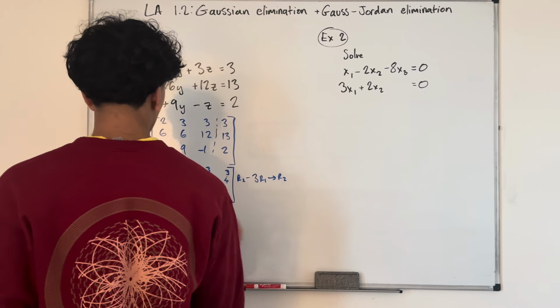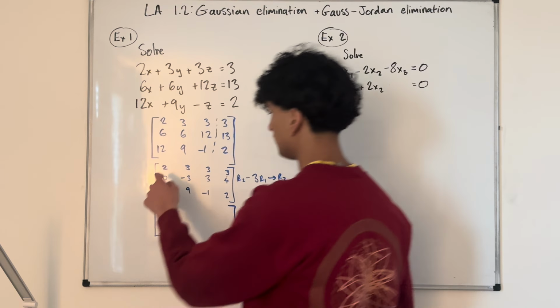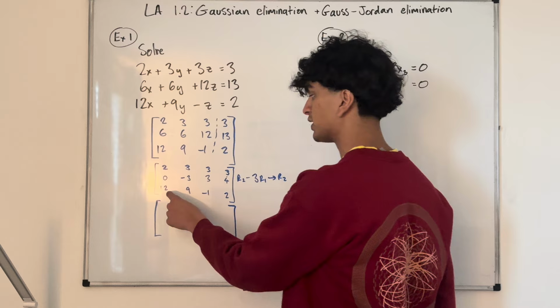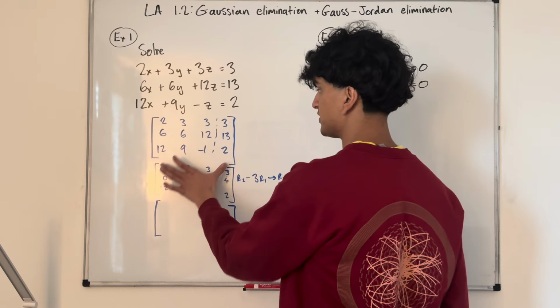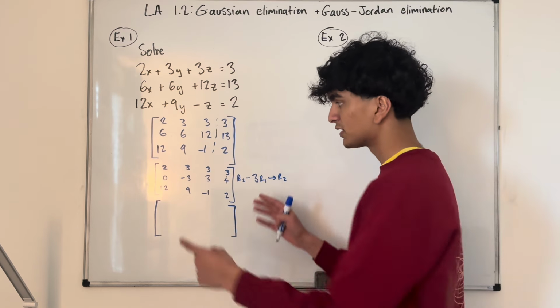So now we're going to do the same thing. I want to get rid of this 12 so that this becomes a 0. So I'm going to multiply the top by, hope that you can kind of tell, negative 6, right?